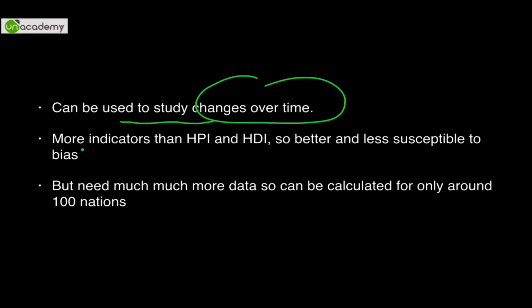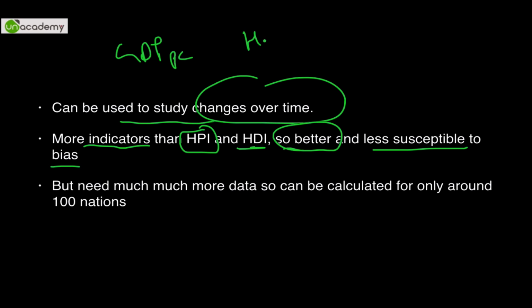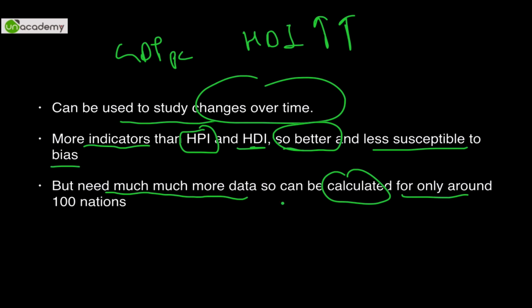It has more indicators than the human poverty index and HDI, so it is much better and it is less susceptible to bias. For example, if you have high GDP per capita, then your HDI tends also to be at a higher level, so there is a bias. But in MPI it does not matter. And it needs much more data, so there is one problem also. It can be calculated for only around 100 nations. What about the other 100 nations? There are close to 200 countries on this earth, so you should include all of them, but MPI does not.